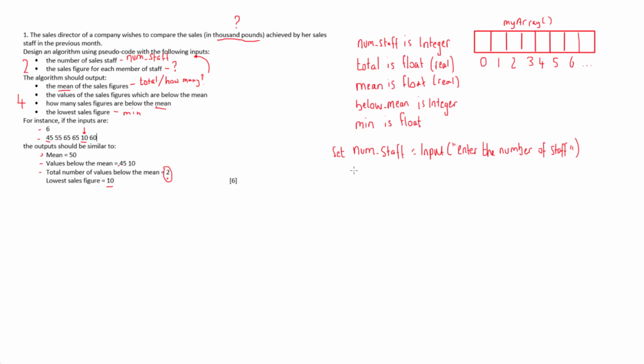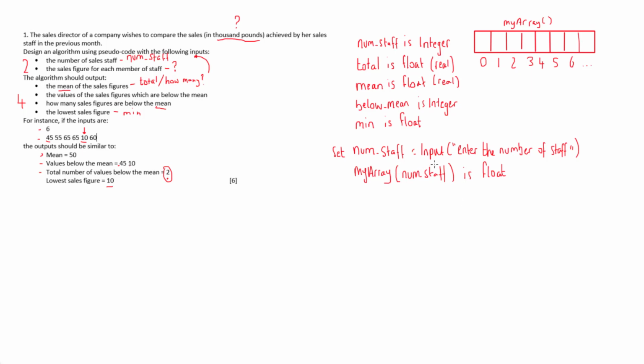my array, numStaff, close the bracket, is float. So can you see why I've done this after I have taken in the number of staff variable? I have managed to create an array called my array of what size? Of whatever size the user enters. And then I've put is float in there.